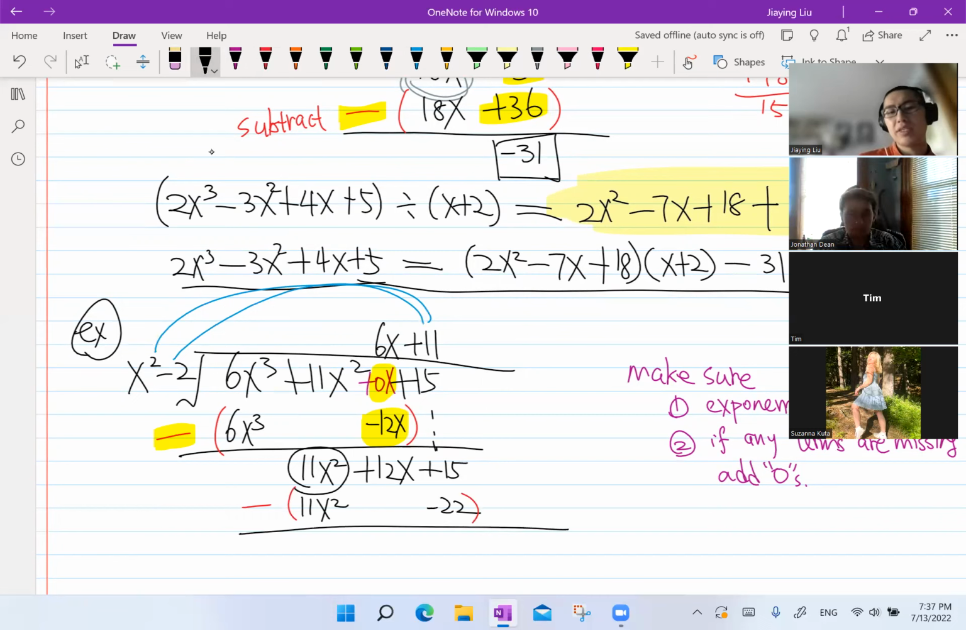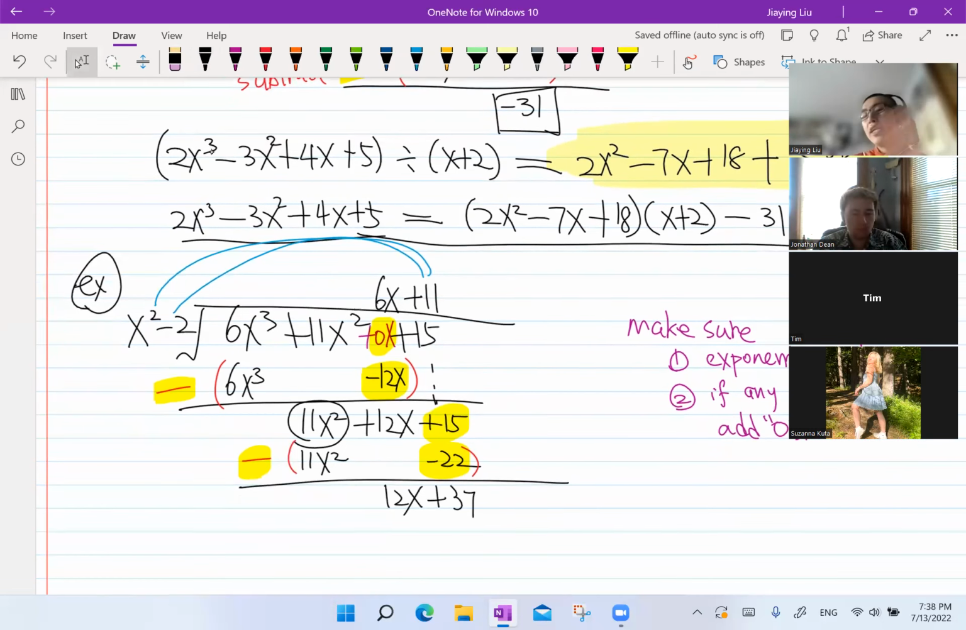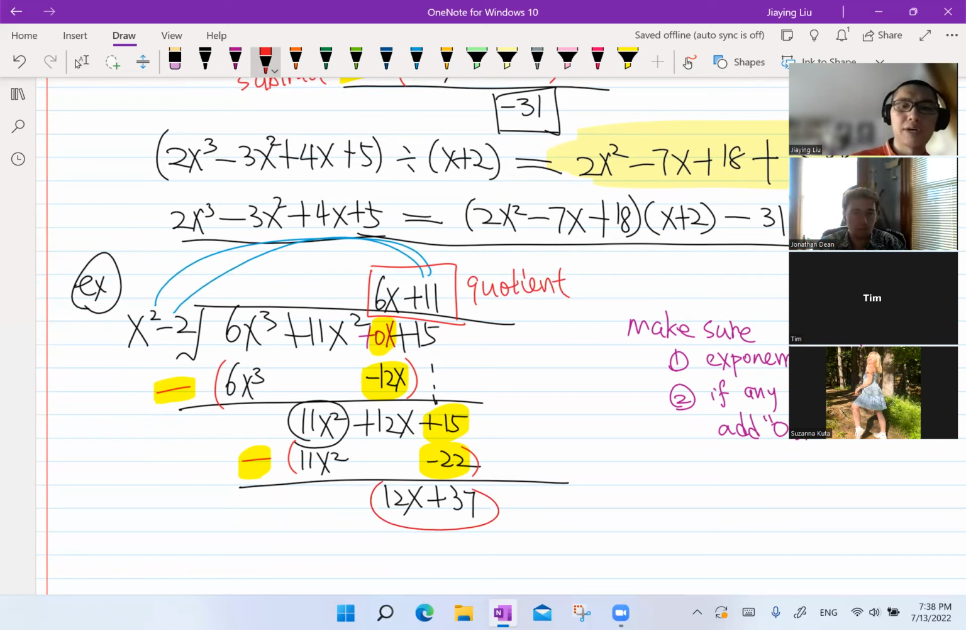So I got 11x squared minus 11x squared, that's 0. 12x minus no x, so that's a 12x. And the 15, positive 15 minus -22. So 15 minus -22, so that's 15 plus 22, that's plus 37. And that's the end of it, right? I'm not going to continue further because in the quotient here, I reach the constant term 11. I'm not going to continue further because if I add anything else, that's not going to be a polynomial expression. So this is my quotient. And this is my remainder.